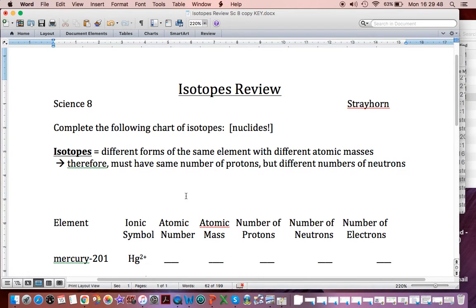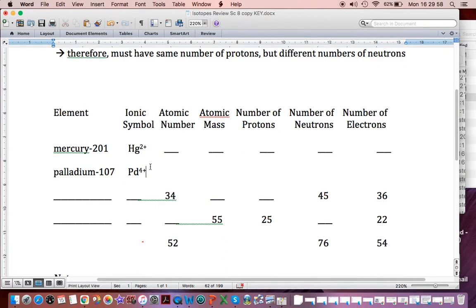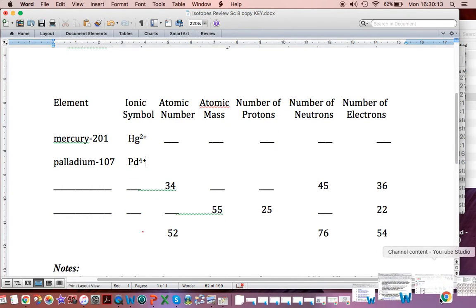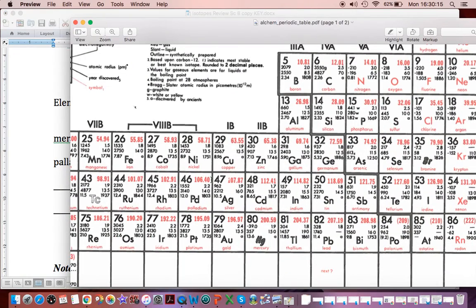Good day. You have a sheet called Isotopes Review. It may be in your notes package, it may be in the assignments package, but it's definitely going to be in your notes. So you see these four different isotopes. We have five actually. We have 5 rows, and I'm going to do 2 more. And then you can do the other 3 for practice, but you will not be handing them in. Things to have handy are your periodic table.